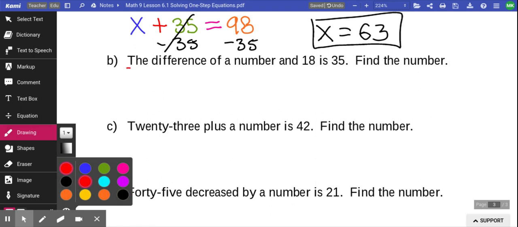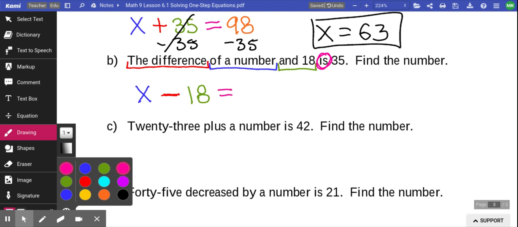It says the difference. Difference means subtraction. So I have a subtraction question. Of a number. I don't know what that number is, so I say x. And 18. That's the second number. I now have the difference of a number and 18. Is means put an equal sign, and then 35 is your last thing. So we built that equation by going slow. Difference means subtraction. Of a number is x, and 18, I put 18 in.